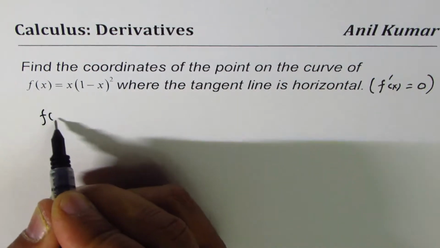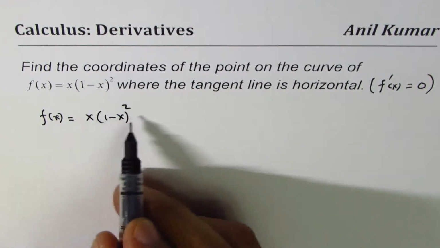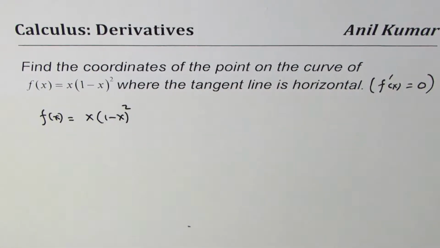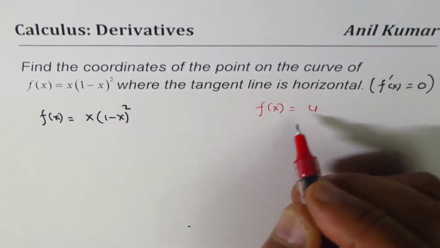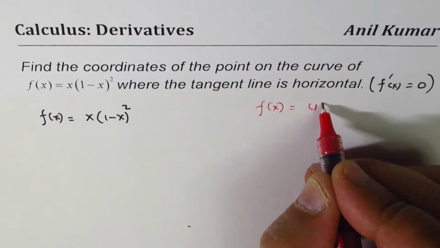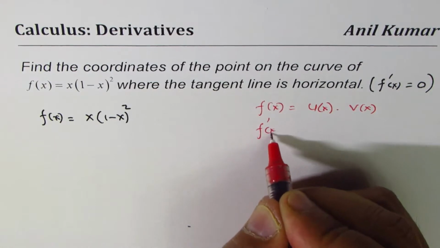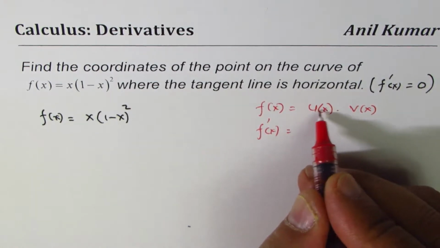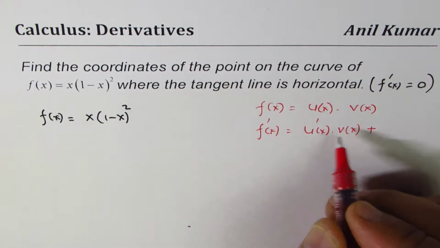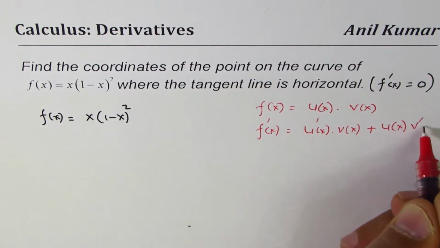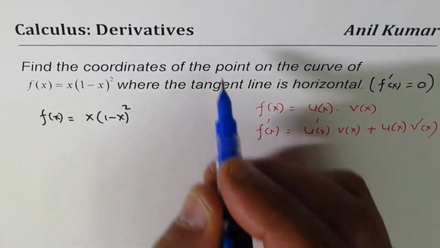So the function given to us is f of x equals x times (1 minus x) whole square. Treat that as a product of two functions, correct? So think like this. We are given f of x equals a function which is x, you may write u of x times v of x. The derivative of this will be using the product rule: derivative of the first function times the second function plus first function times derivative of the second function. Correct? So that is the product rule which we are going to apply here.